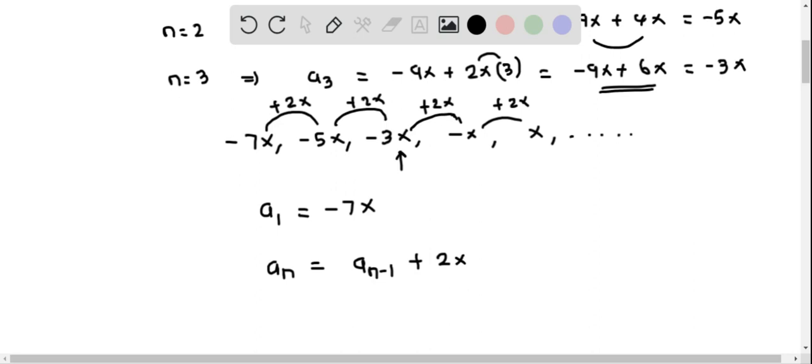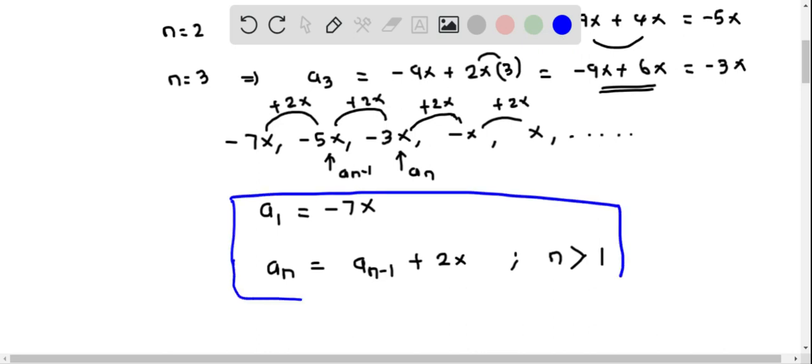So considering this as negative 3x, this is obtained if we consider this as the nth term of the sequence. The previous term is a sub n minus 1. With this, if we add 2x, we get this nth term. This is the recursive sequence, and this recursive formula holds good only when n is greater than 1. So we have written the recursive sequence with a1 equals negative 7x, and a of n equals a sub n minus 1 plus 2x. So this basically represents the recursive sequence formula.